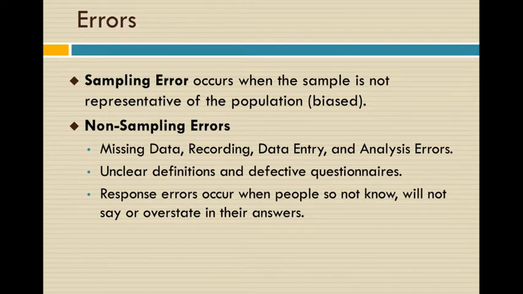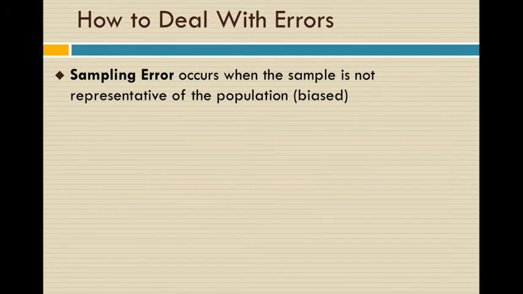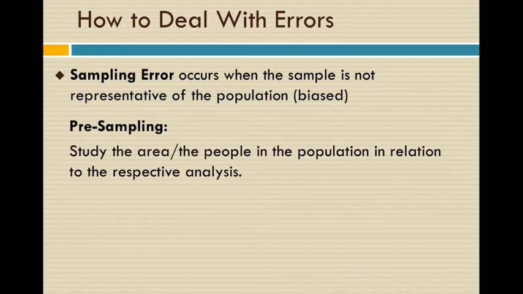So how do we deal with these errors? Okay, let's take a look. First, we'll take a look at the sampling error. Again, it occurs when the sampling is biased. Okay? Pre-sampling means before you conduct the sampling, what you do, you need to study the area. You need to study the people in the population in relation to your study. Then you can decide on your sample such that it will not be biased. That's before you conduct the sampling.